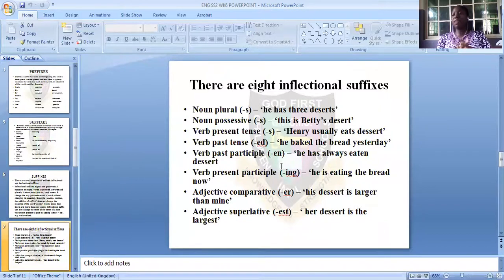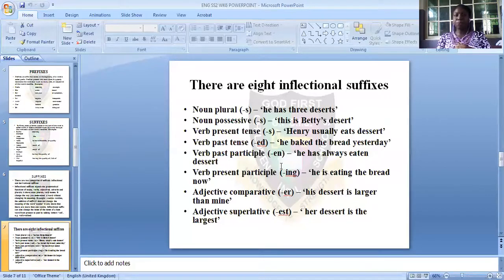There are 8 inflectional suffixes in the English language. Number 1, plural s. When we add s to a particular word, we are working with inflectional suffixes. For example, he has 3 desserts. The word desserts, we are adding s to show that it is more than one.